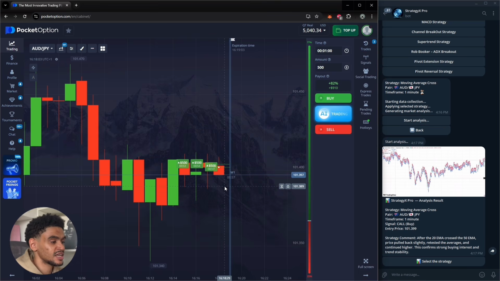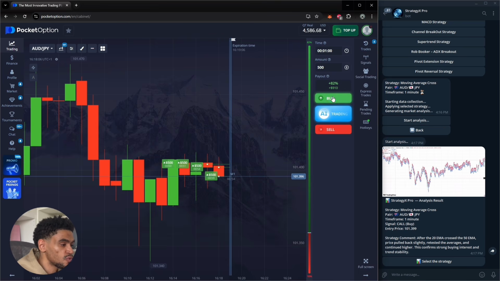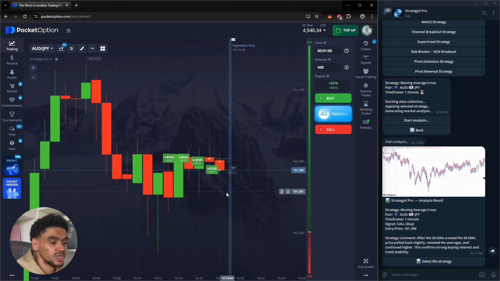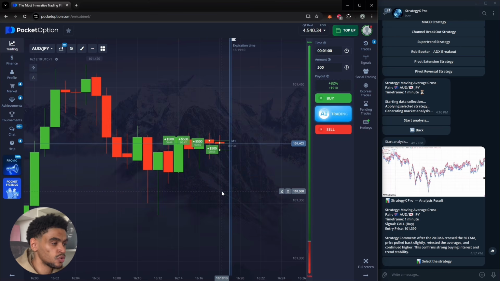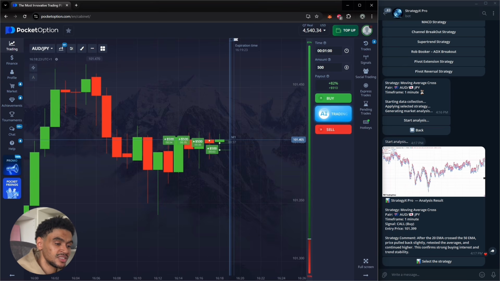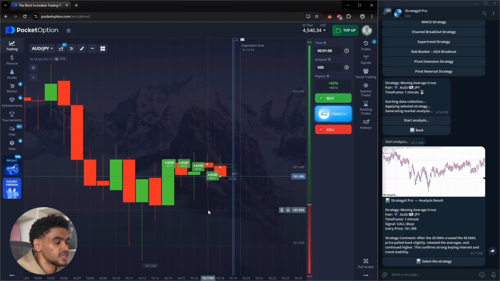This tool is designed for efficiency, for productivity, to make sure that you understand what you're trading on, why you're trading on that, and what you're trading with. So right here we're trading with moving average cross, and here it is. After the 20 EMA crossed the 50 EMA, price pulled back slightly, retested the averages and continued higher. This confirms strong buying interest and trend stability. So we are looking for a green candle to form.